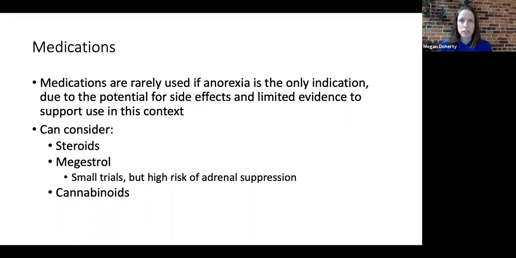Megestrol, which is a synthetic progesterone analog, has been used in small trials but carries a risk of adrenal suppression, so is not used widely. And cannabinoids have also been proposed as a strategy for anorexia treatment. However, there's no evidence to support this use in pediatrics.